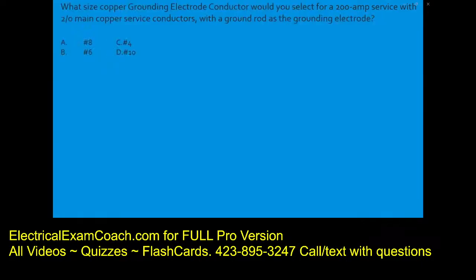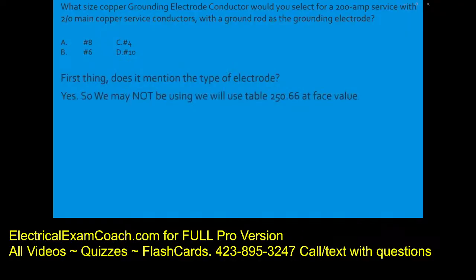What size copper grounding electrode conductor would you select for a 200 amp service with 2/0 main copper service conductors with a ground rod as the grounding electrode? First thing, does it mention our type of electrode? It does, so we may not be using table 250.66 at face value.